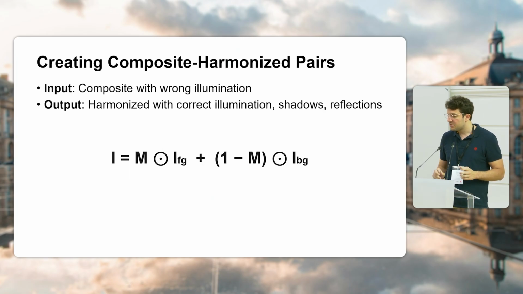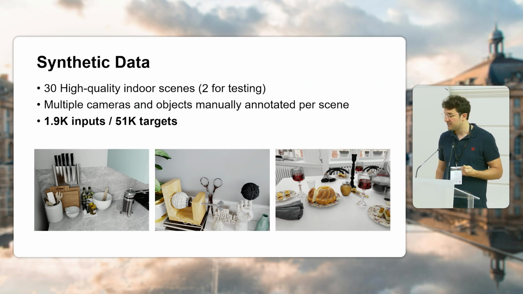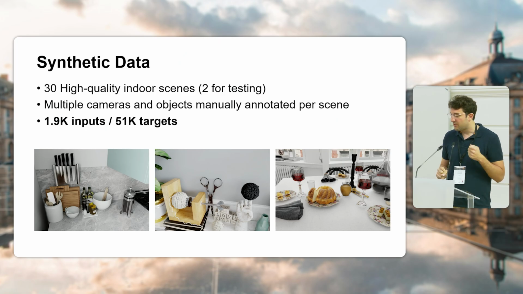To train this, we need to generate these composite harmonized pairs. The idea is that we will just do an alpha blending of a background image and a foreground that I will describe next in more detail. We have 3 sources of data. The first one is synthetic data from Blender scenes. We have 30 high-quality indoor scenes, and we manually annotate them with multiple cameras, annotating which objects are visible for each camera for this procedure. And these are just 3 examples of the kind of scenes that we have. This gives us roughly 2,000 input images, but almost 50,000 targets.